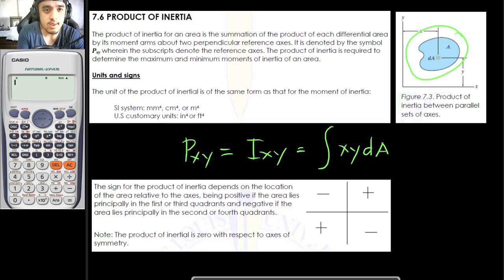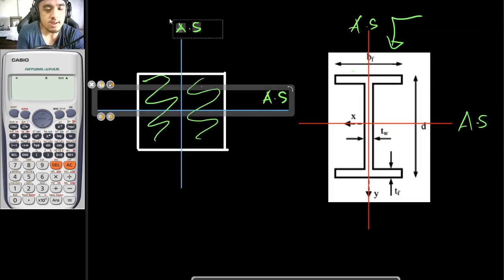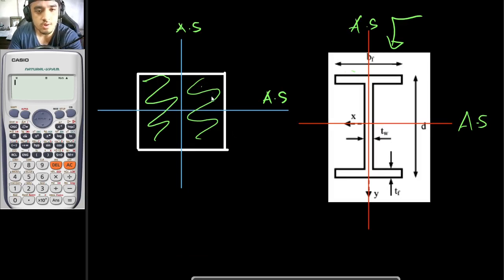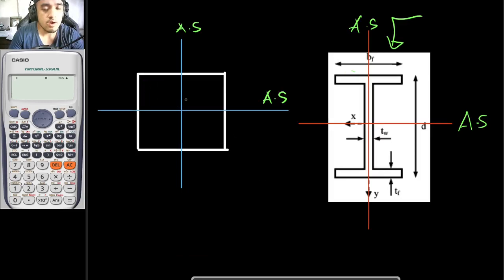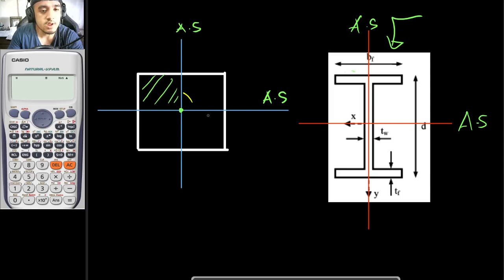Okay, so considering this, just to prove this point right here at the bottom that the product of inertia about this axis of symmetry is equal to 0. As you can see here, if you are to get the product of inertia about this point right here, this area right here is also equal to this area right here, and this area right here, and this area right here. So all of them are equal. Not just the area, but also the geometry and the shape properties.